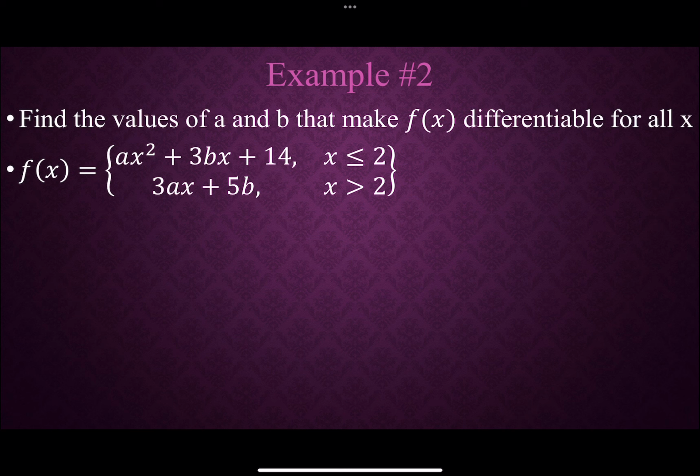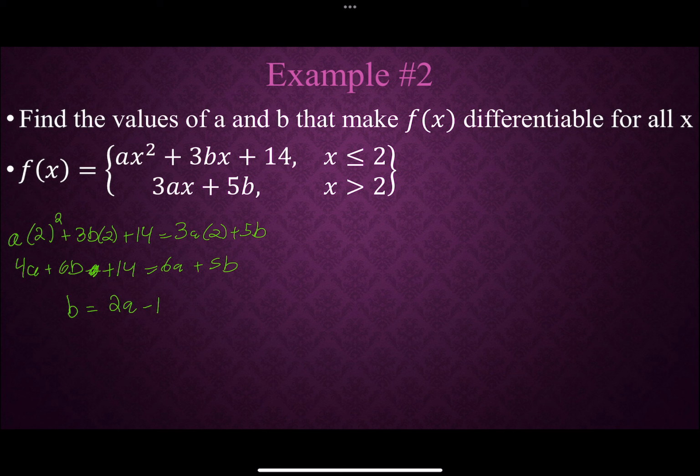So we know that for this to be continuous, the original function left and right sides must be the same. So we would say a times 2 squared plus 3b times 2 plus 14 equals 3a times 2 plus 5b. Then we get 4a plus 6b plus 14 equals 6a plus 5b. And we know if we subtract the 5b over, we get b. So if we subtract the 4a and the 14, we get b equal to 2a minus 14.